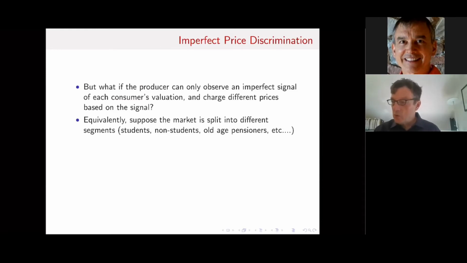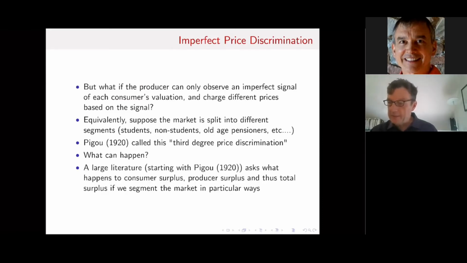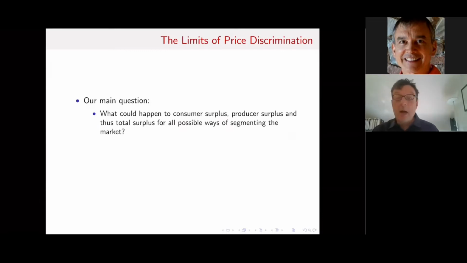This is as if we were going to ask, what happens if we're splitting the markets into different segments? Students, non-students, old age pensioners, and so on. I mentioned already that Pigou called this third-degree price discrimination, and he asked what can happen. In fact, a large literature starting with Pigou asks what can happen to consumer and producer surplus. So we are going to contribute to that literature. And our main question today is, what could happen to consumer and producer surplus, thus the total surplus, for all possible ways of segmenting the market.